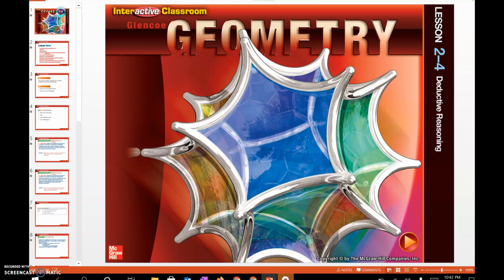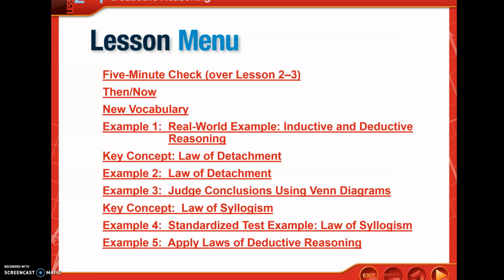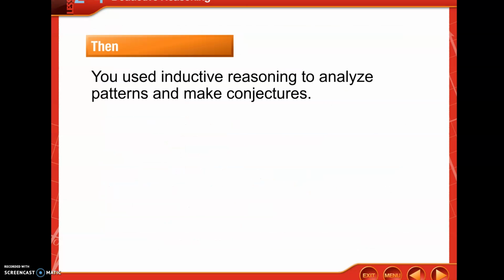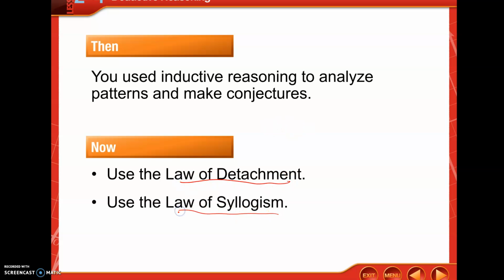All right, so we're going to look at another form of reasoning. Remember we looked at inductive reasoning, which is all patterns. Deductive reasoning uses facts. So we're going to have these statements that are facts, and then we're going to use those statements to make a conclusion. We're going to look at two different laws that we're going to use with deduction, law of detachment and law of syllogism. And then we're going to look at using those.